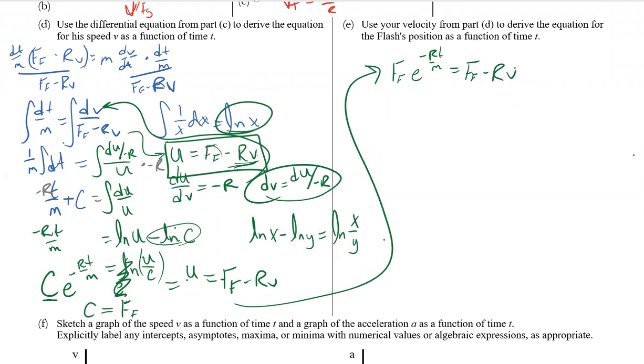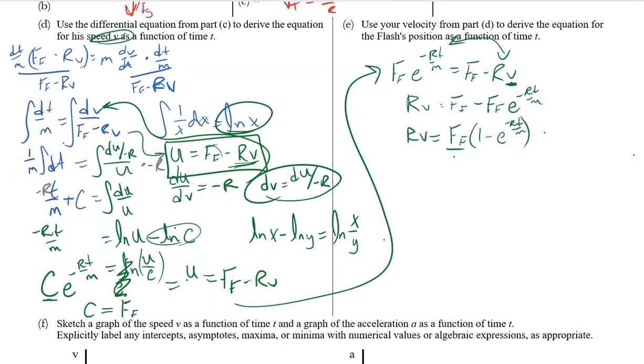And remember, the whole thing we're trying to do is derive an equation for that velocity. So I want to solve for this v. I'm going to flip-flop these two terms and say Rv equals the force of the Flash minus the force of the Flash times e to the negative RT over m. Then I'm going to pull out the force of the Flash: 1 minus e to the negative RT over m equals Rv, and I can divide both sides by R to get the equation for the velocity.